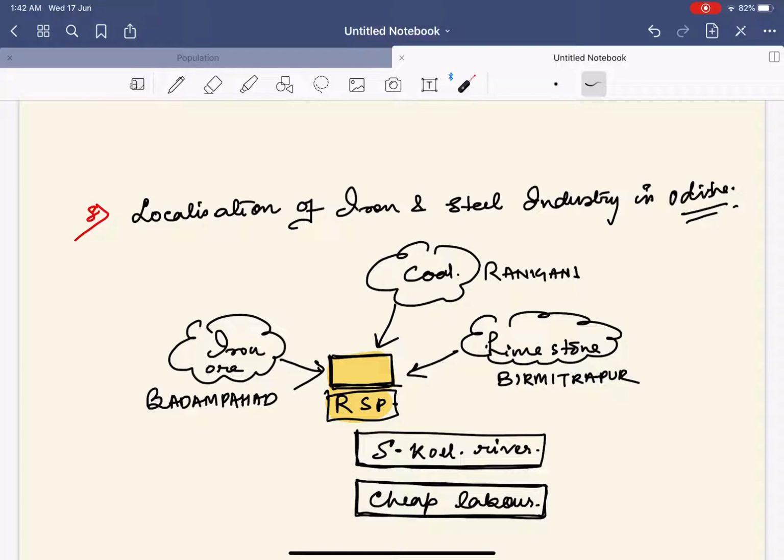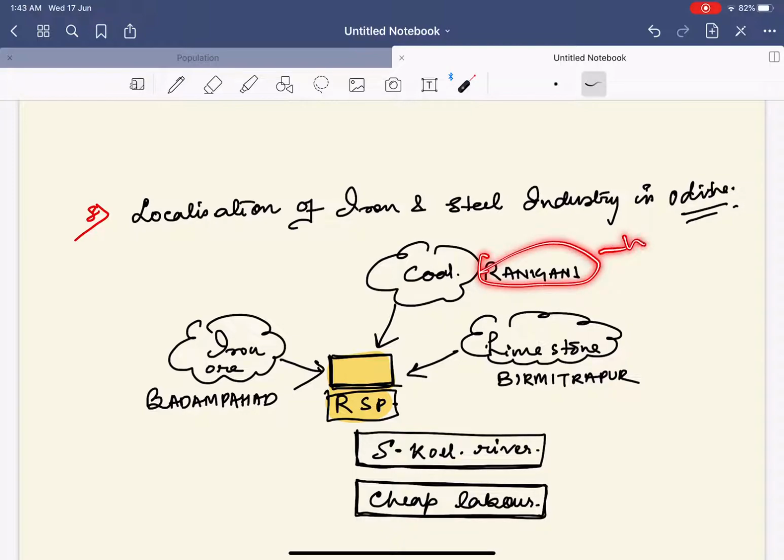What were the factors that resulted in the location of the RSP over here? First of all, the key was the raw material. What are the raw materials necessary for iron and steel? First, we need iron ore, which was available from the Badam Pahad. We need coal. Coal was available from Raniganj in West Bengal. Next, we need limestone, and the limestone was available from Birmitrapur. I hope you know that Birmitrapur and the Badam Pahad both are located within the state of Odisha.